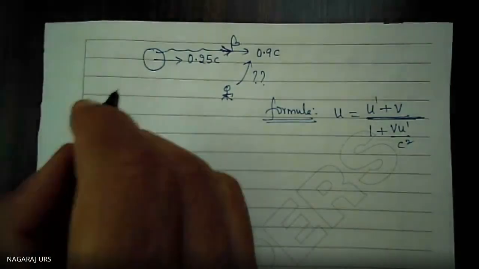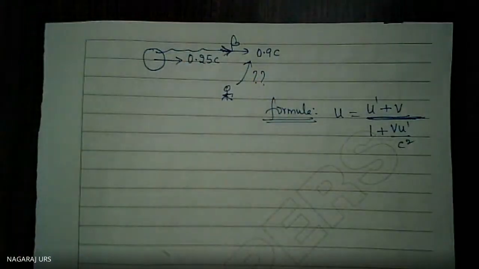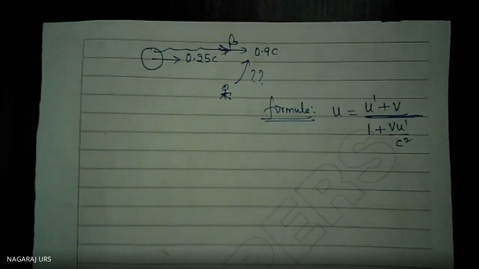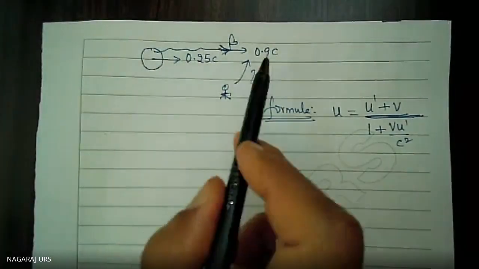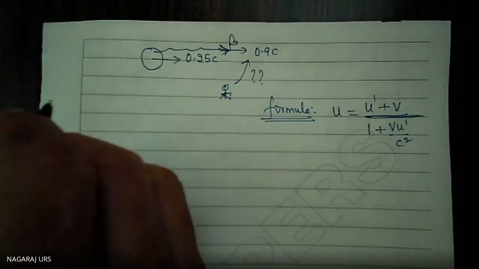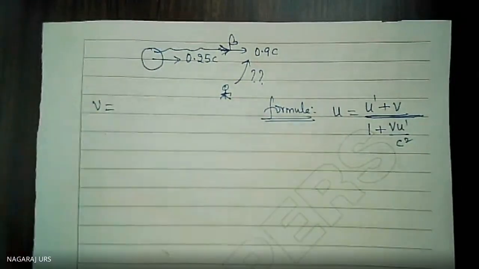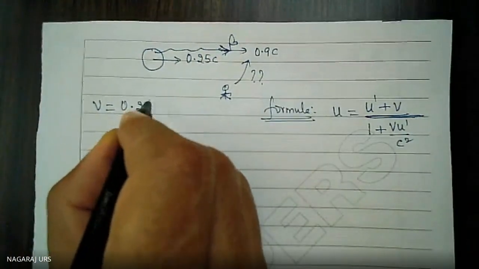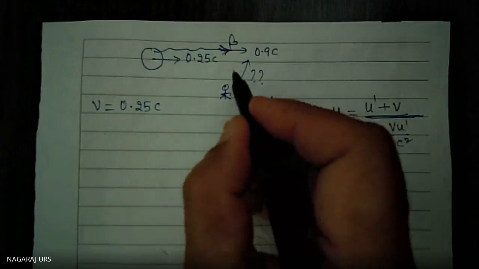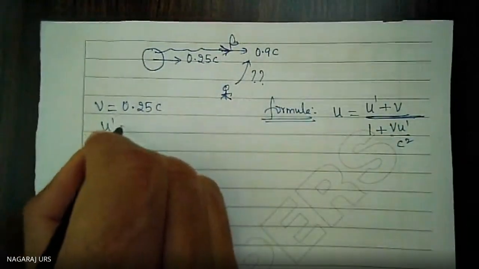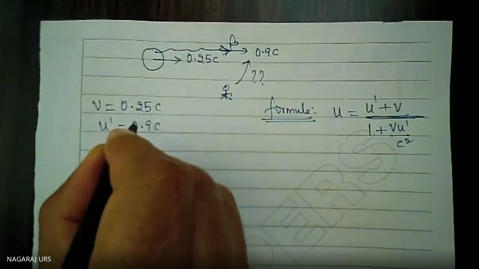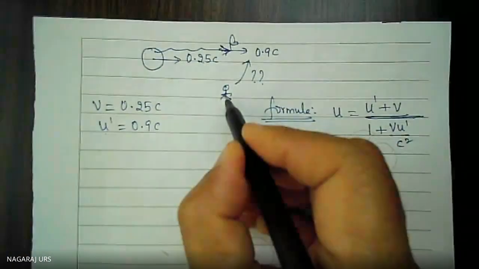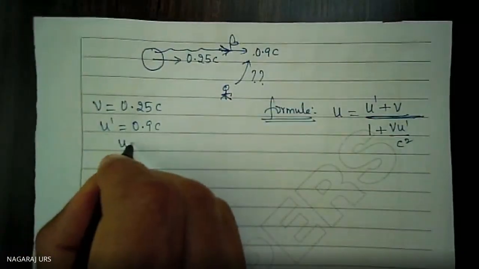So in this case, take your theory portion and go through that. Without the theory knowledge, we cannot solve the problem. What we have considered in the theory, we are supposed to take here also. So in this case, V is equal to 0.25 times C, U dash is equal to 0.9 C. To an observer on the earth, how much does it look like?